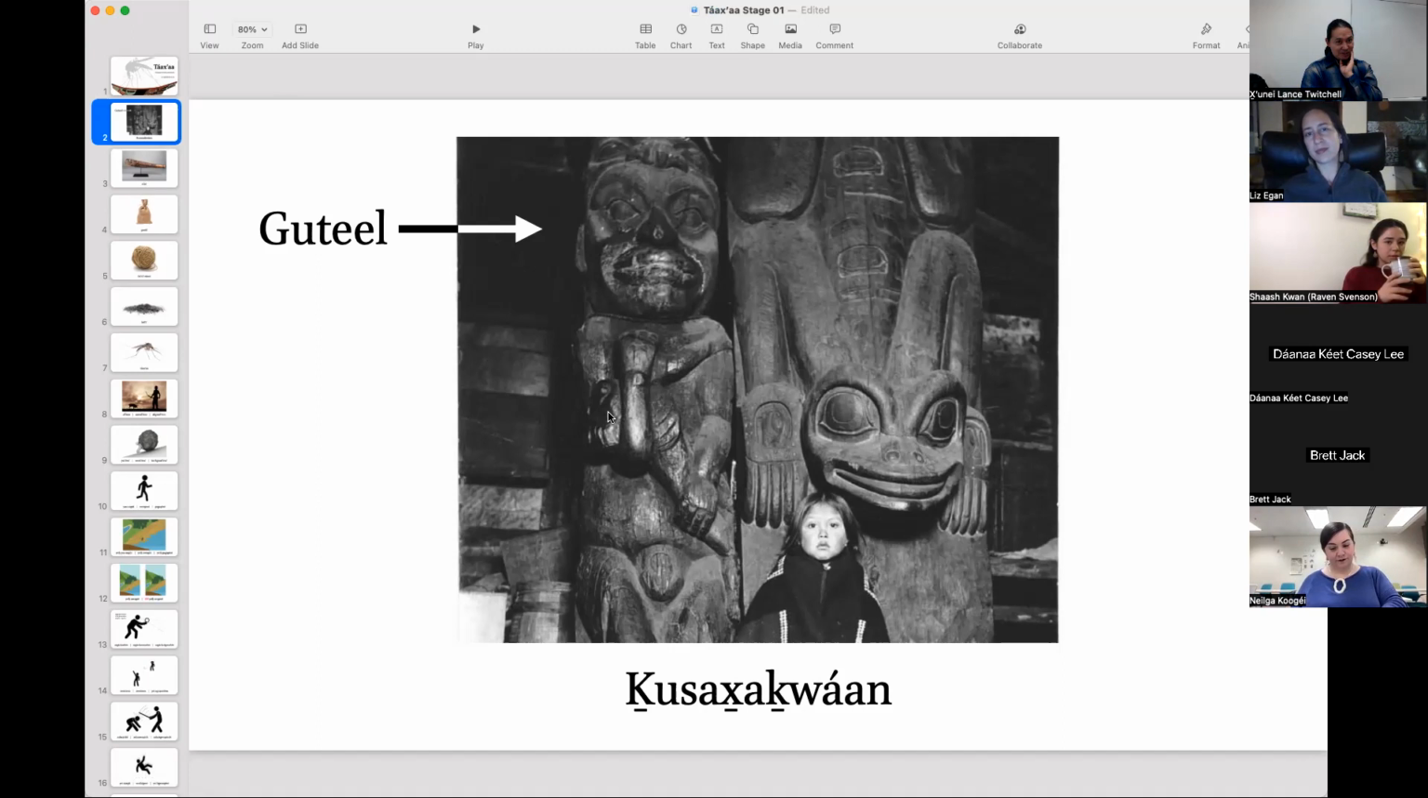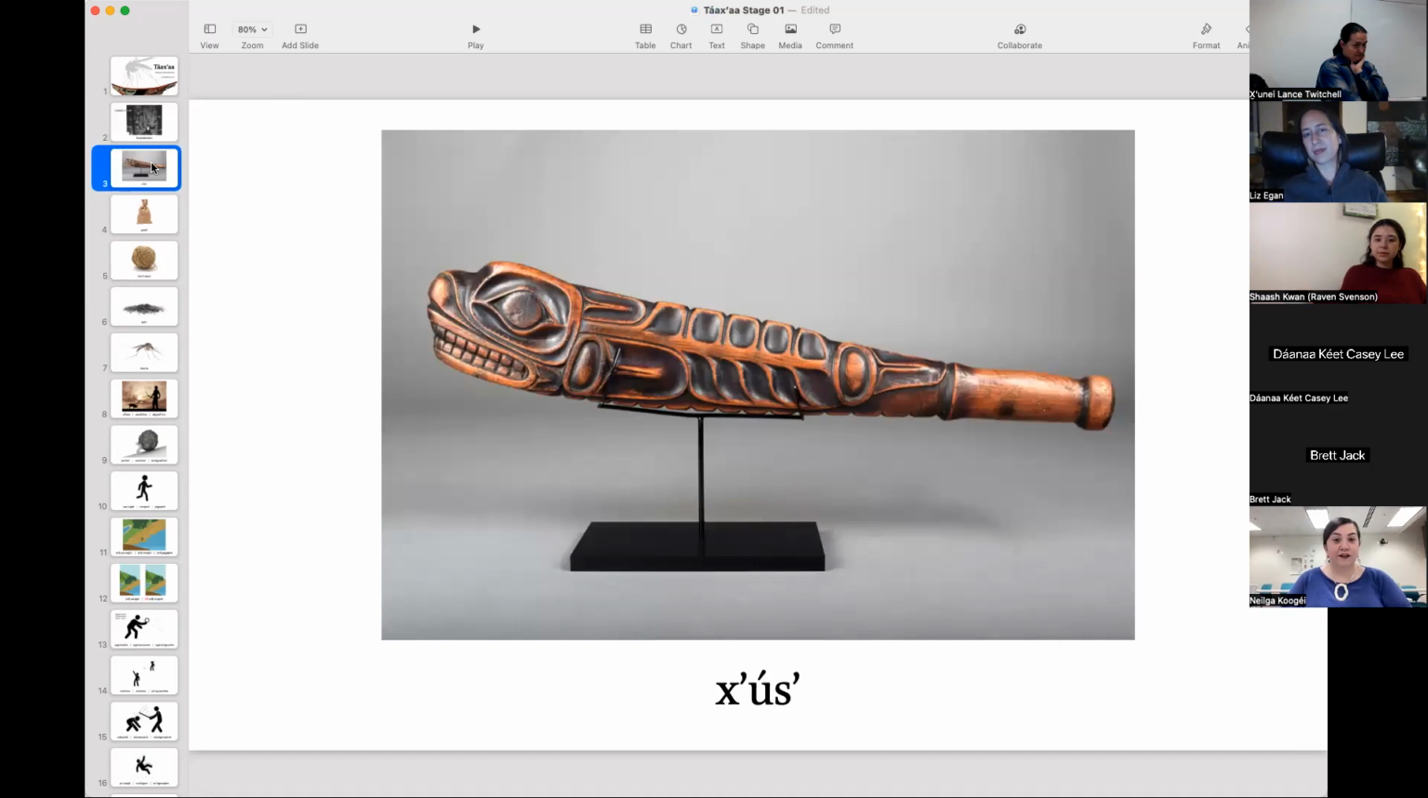What is Ḵukaháa? A club. Ḵukaháa has one other meaning. Anybody know it? It's a crabapple tree. Not the apple, but the tree. There's two words I know of where the name of a tree is also the name of a tool. Anybody know the other one?